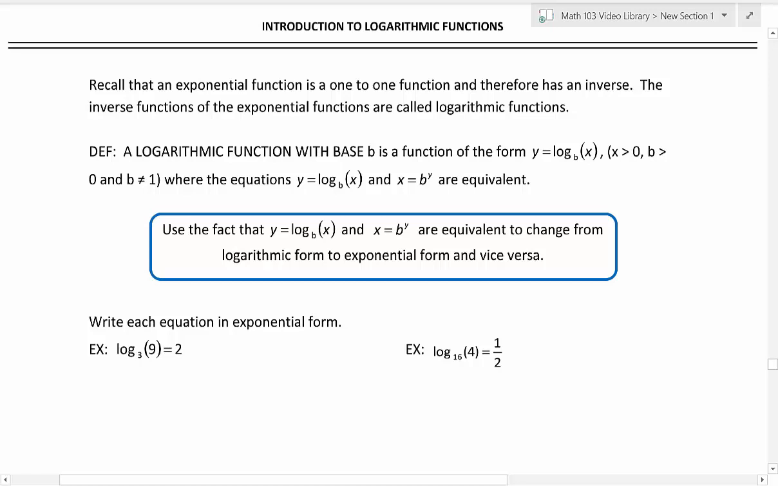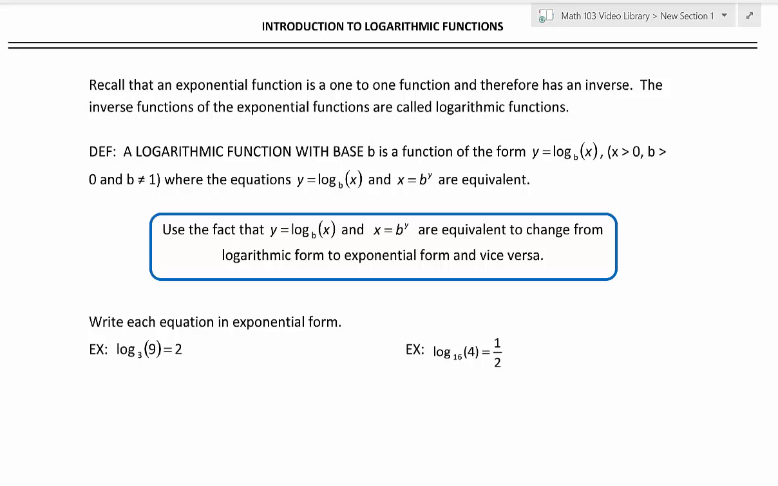This video provides an introduction to logarithmic functions. Recall that an exponential function is a one-to-one function, and therefore it has an inverse. The inverse functions of the exponential functions are called logarithmic functions.